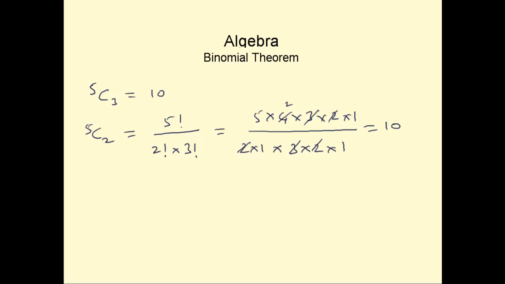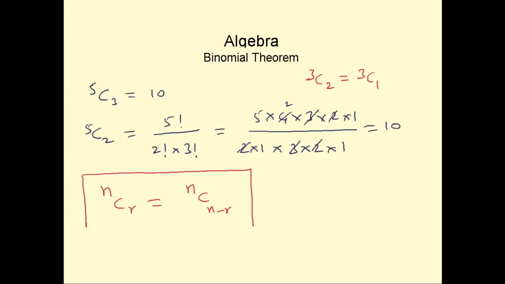and similarly you can prove that, say, 3C2 is equal to 3C1, or as a matter of fact nCr is equal to nC(n minus r). So this is a very important identity in the combinations.